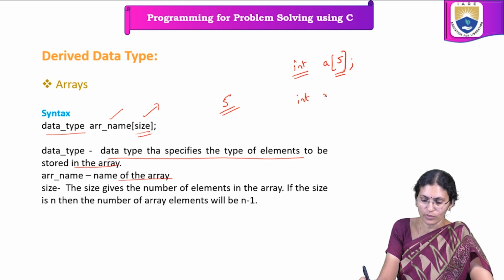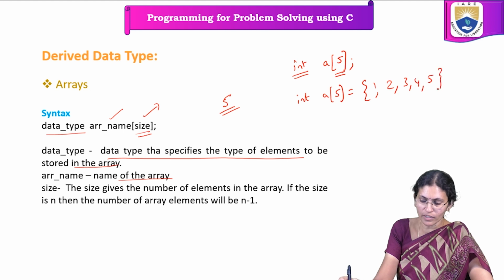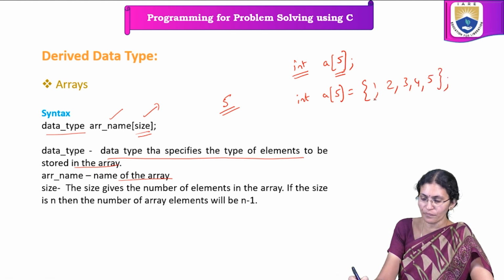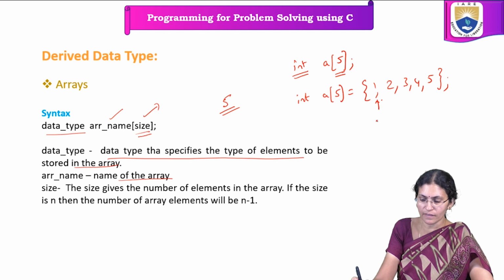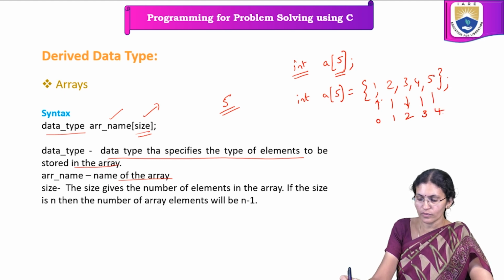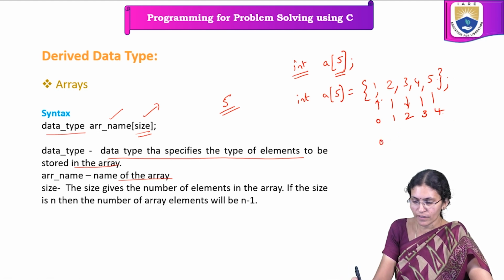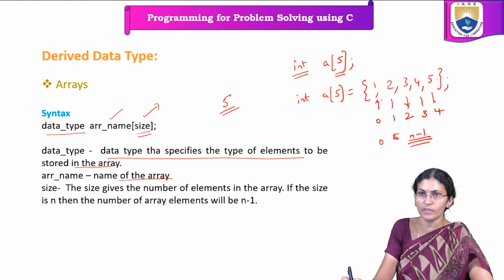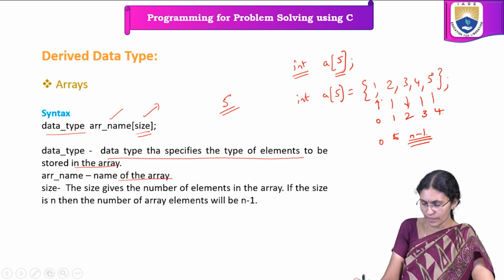Or in another way you can write int a of 5 is equal to 1, 2, 3, 4 and 5. So here we have initialized the values also. The first element index is 0, second element index is 1, third element index is 2, then 3 and 4. If there are n elements in an array, the corresponding indices are from 0 to n minus 1. These are the positions of the n elements present in the array.